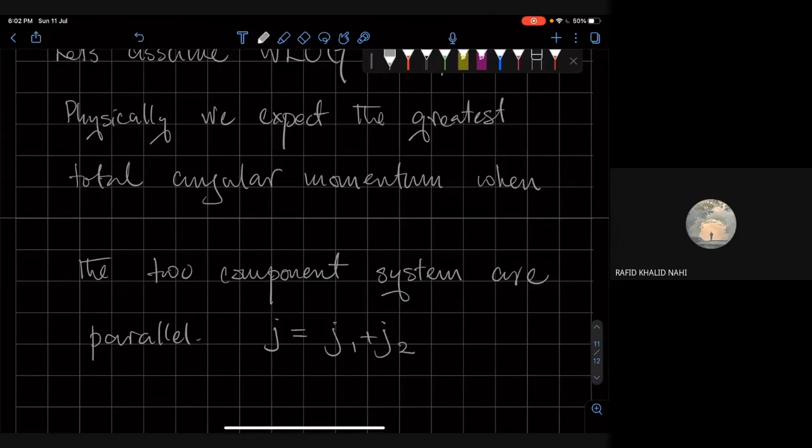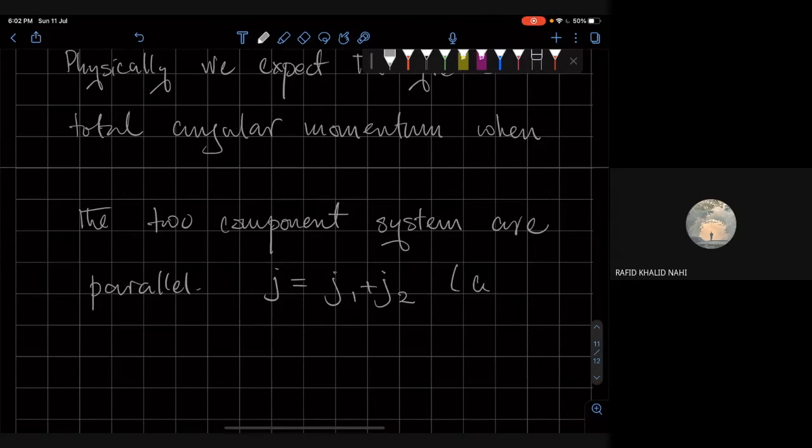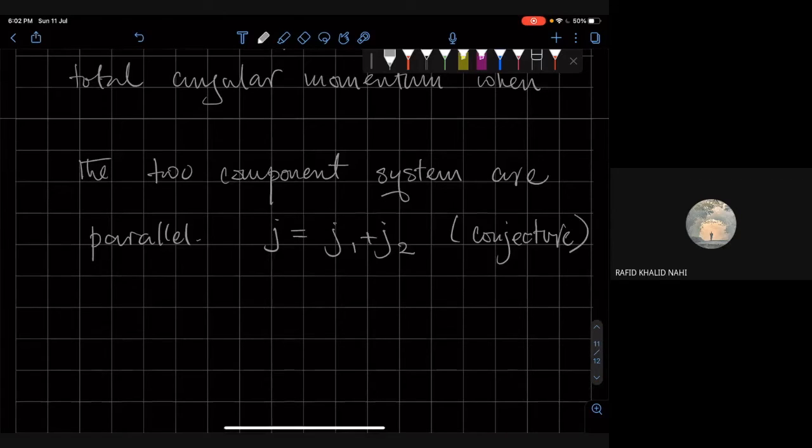So this is a conjecture, okay? We are conjecturing. This is a conjecture. We're going to verify all of this.